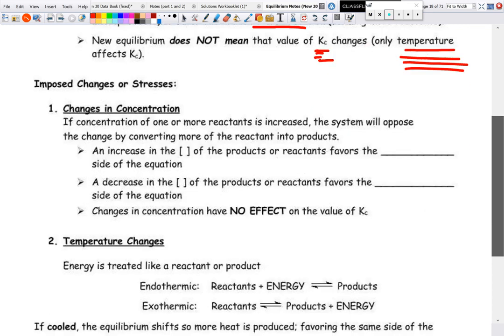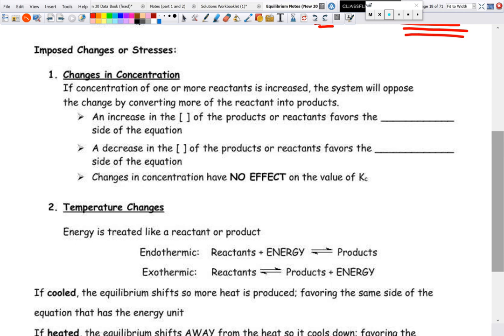So let's look at some of the stresses and how things will change. The first stress that we can pose on a system at equilibrium is a change in concentration, by either adding or subtracting one of the reactants or the products. If the concentration of one or more reactants is increased, the system will oppose the change by converting more of the reactants into products. Another way to think about it: if we increase the concentration of a product or a reactant, it's going to favor the opposite direction.